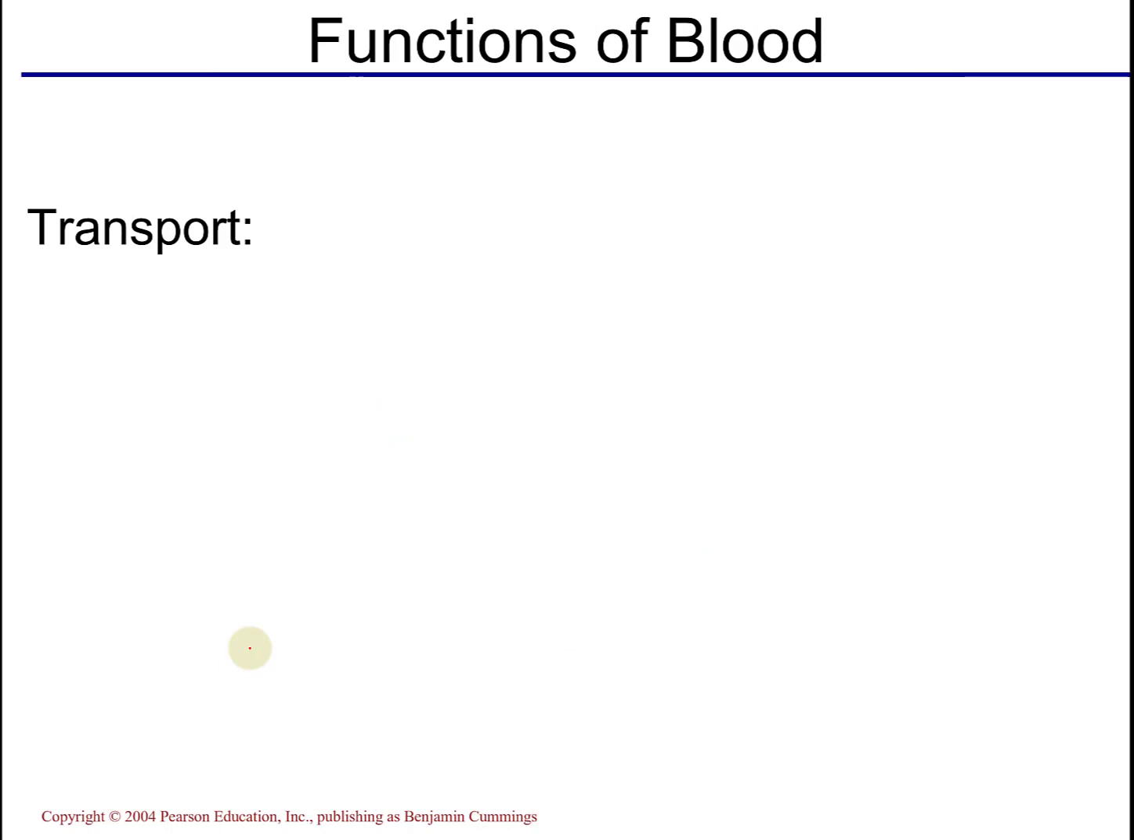So what are some of the functions of blood? Well, we can put them in a couple of categories. The first category is transport. Blood transports things. For example, it transports oxygen and CO2 and other gases. It transports nutrients.